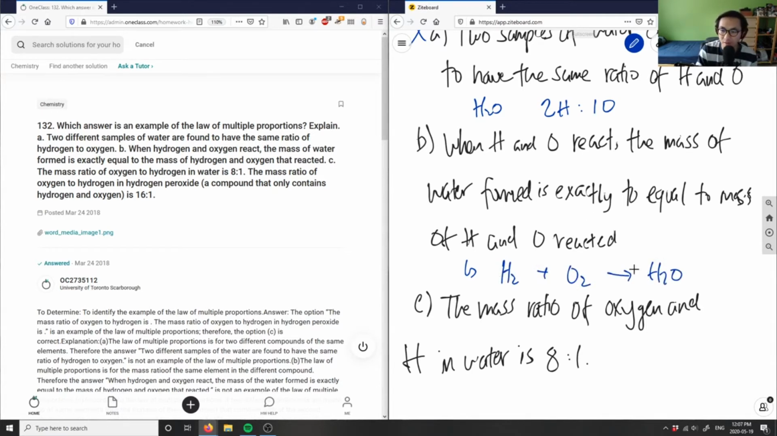I would have to put a 2 on this side and also a 2 on this side for me to make the masses equal, right? I have 4 hydrogens on this side, 4 hydrogens on this side, 2 oxygens on this side, and 2 oxygens on this side. So in this case, this is the law of conservation of mass and not the law of multiple proportions here. So this answer is also not correct, because this is simply just stating the law of conservation of mass.